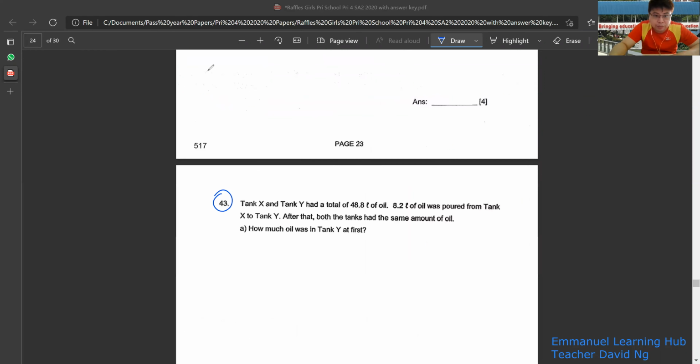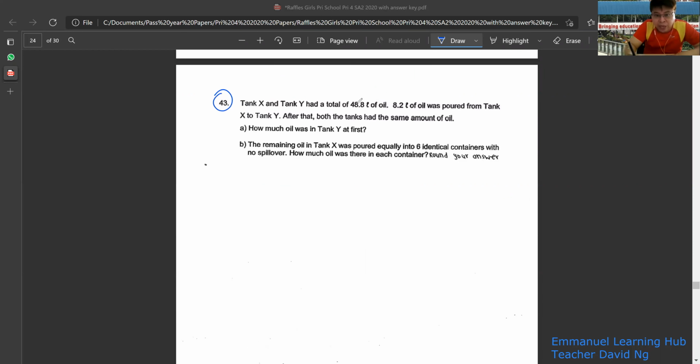43. Tank X and tank Y had a total of 48.8 liters of oil. 8.2 liters of oil was poured from tank X to tank Y. After that, both the tanks had the same amount of oil. How much oil was in tank Y at first? So this question, you need to draw a model, before and after.